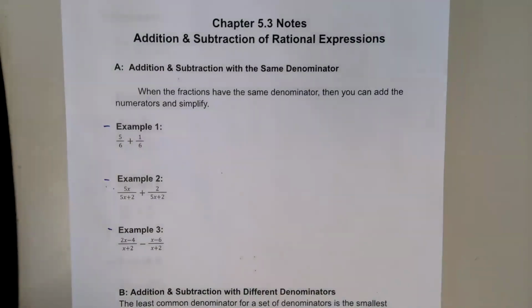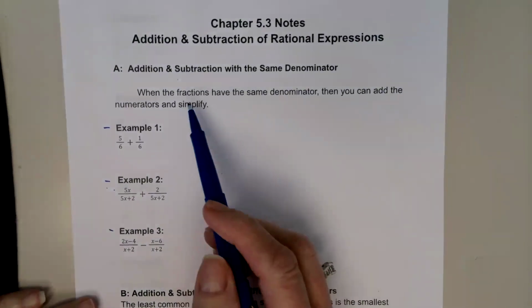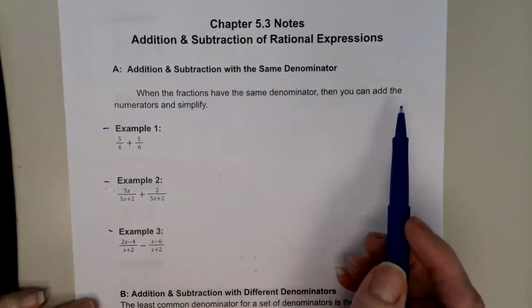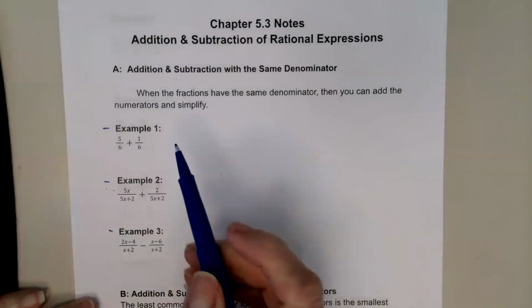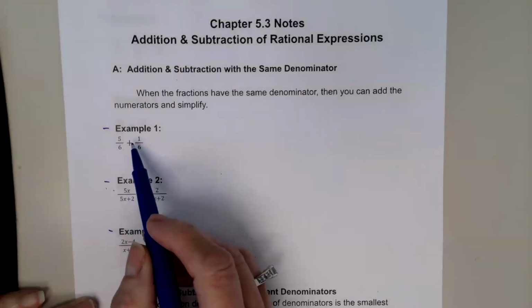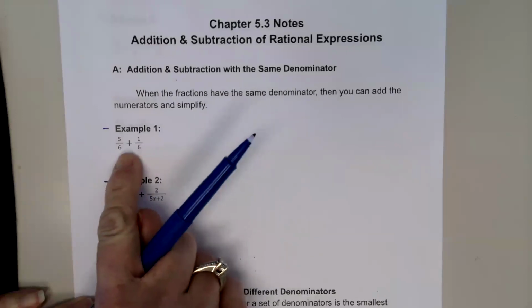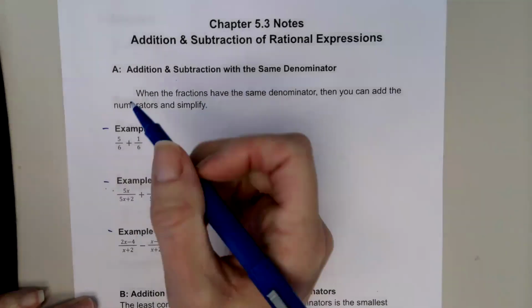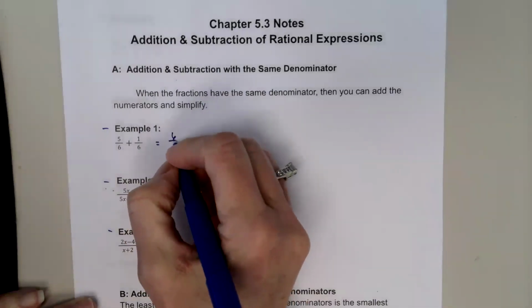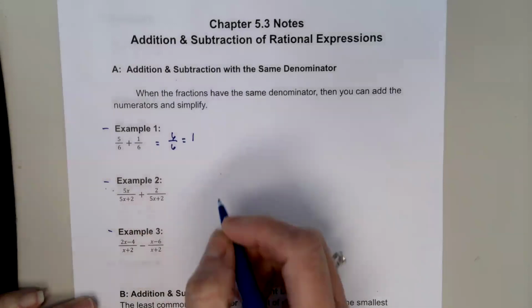And so we're going to go back to some of our rules of adding fractions just to remind ourselves. When the fractions have the same denominator, then you can add the numerators and simplify. So 5/6 plus 1/6 means that we have denominators that are the same size, 6, so we can add the numerators. In this case, we get 6/6, which equals 1.